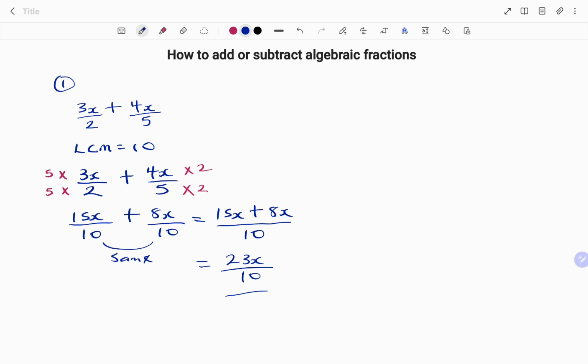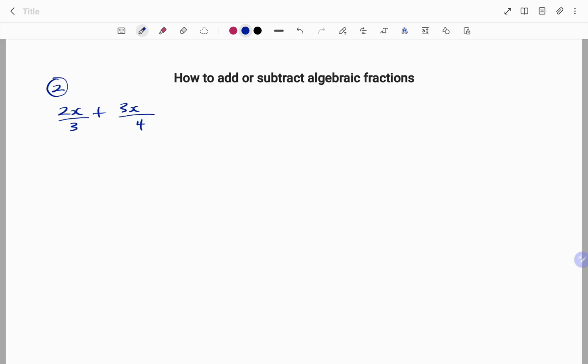Let's look at another example. In this example, you have 2x over 3 plus 3x over 4. Our denominators are 3 and 4. The LCM, or the lowest common multiple, for 3 and 4 is 12. So therefore, you need to make the denominators the same before you can add.